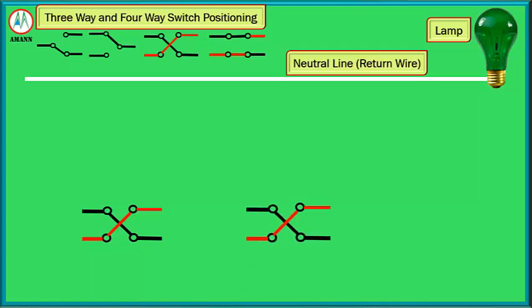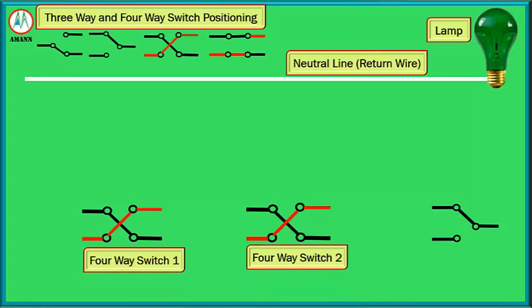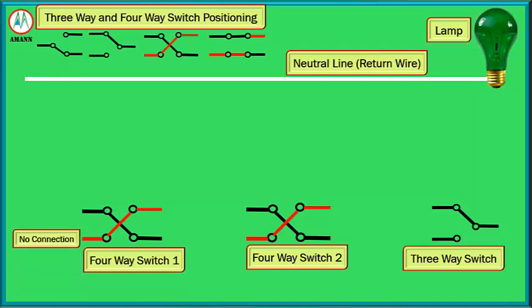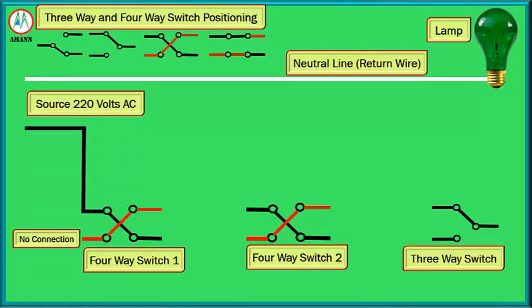The circuit starts with the first 4-way switch, in which one terminal is connected to the power source and the other terminal has no connection. The traveler of the first 4-way switch is connected to the second 4-way switch. Then the traveler of the second 4-way switch is connected to the 3-way switch. And finally, the common terminal of the 3-way switch is connected to the lamp.